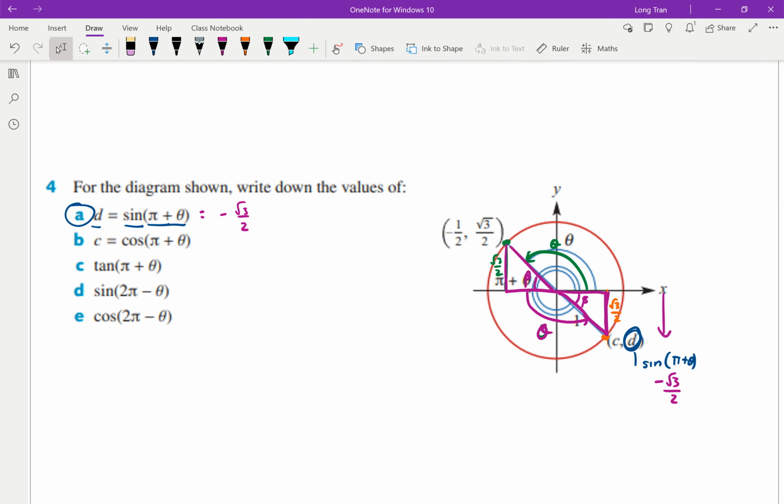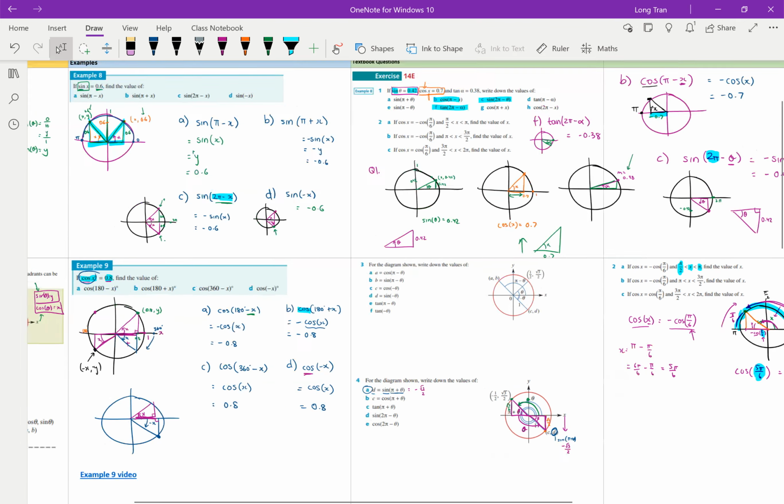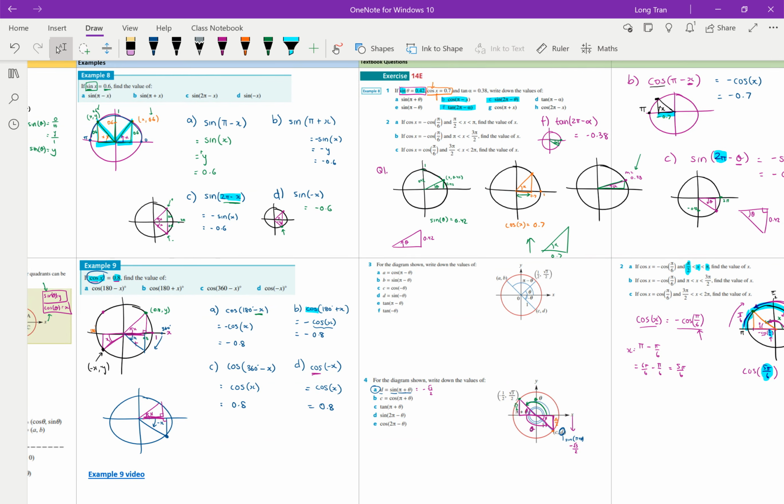Okay, so that's how you do question 4. In question 1 and 2, let me know if there's more, but this is your most important exercise. You've got to get your head around symmetry properties.